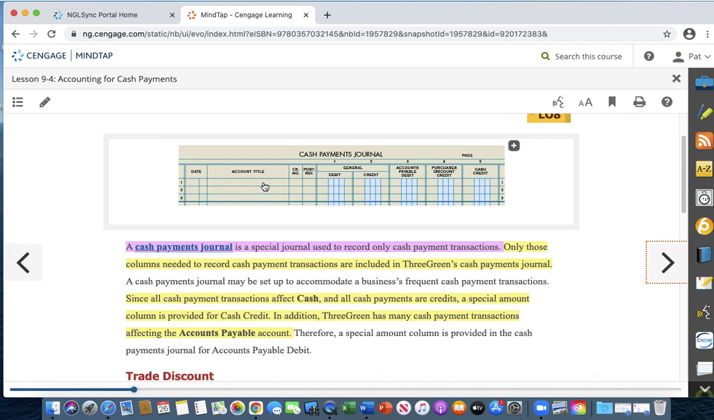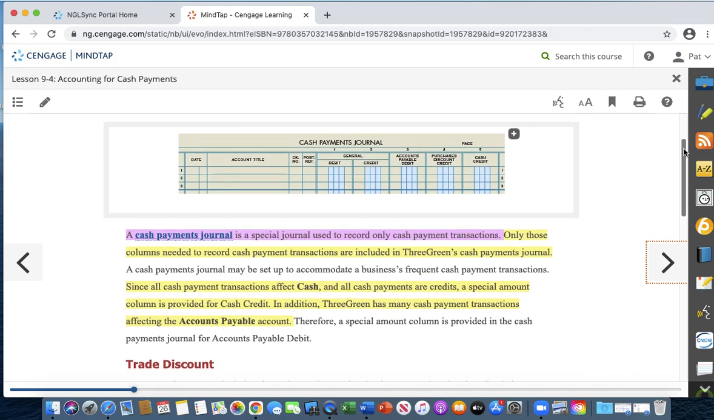And then obviously, whenever we pay something with cash, we'll either write a check and credit cash, or it might get taken out of your account. It might be a debit card or EFT transaction where it'll be a memo and it'll be taken out. So the cash payments journal is this: a special journal that records all our cash transactions. These are the only columns we need for it. They talk about what is going on with these special amount columns that we just did.